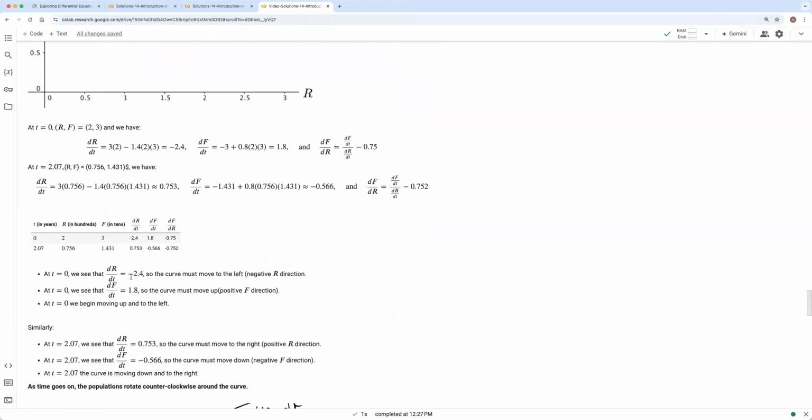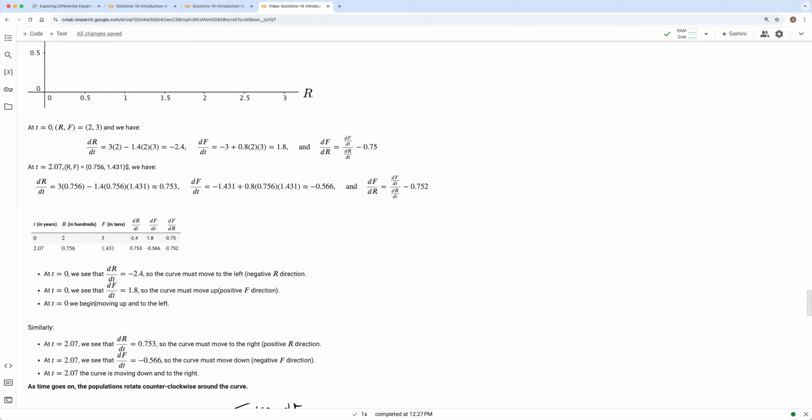So at time 0, we got that dR/dt was minus 2.4. R is on our horizontal axis, so this is measuring what direction we are moving horizontally. If that is negative, that means we're moving to the left. We're moving in the negative R direction. At this same point in time, dF/dt was positive 1.8. F is the variable that we're plotting on the vertical axis. So this tells me vertically I'm moving in the positive direction. So I'm moving up.